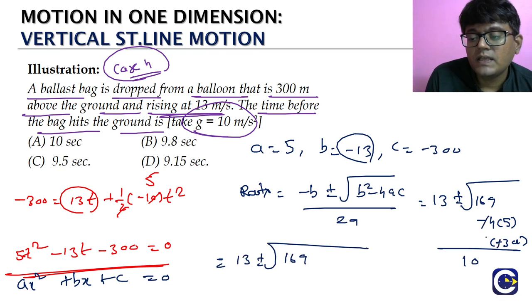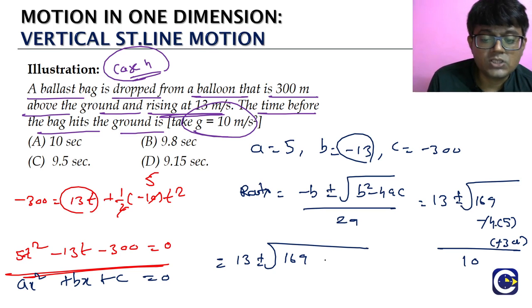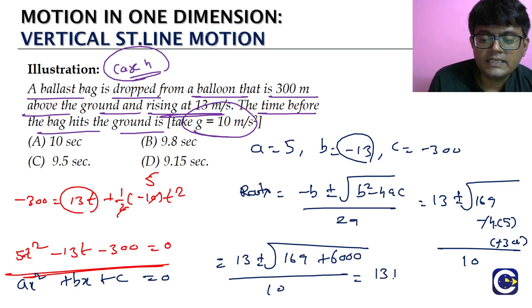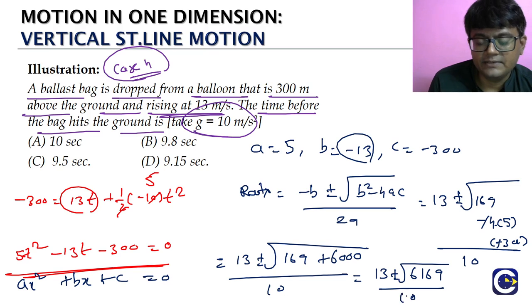Minus into minus will become plus. So what we have? 4 fives are 20, 20 into 300 is 6000. 6000 divided by 10. Okay, so what we'll have is 13 plus or minus root of 6169 divided by 10.